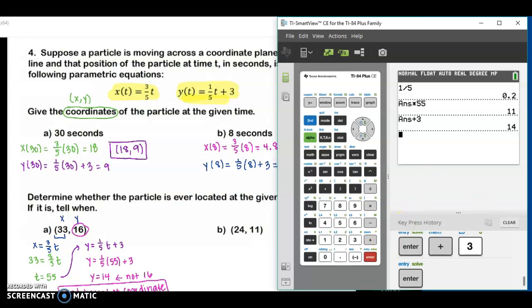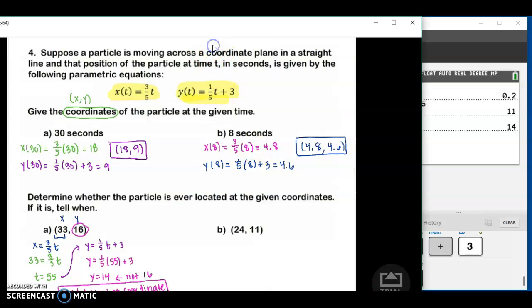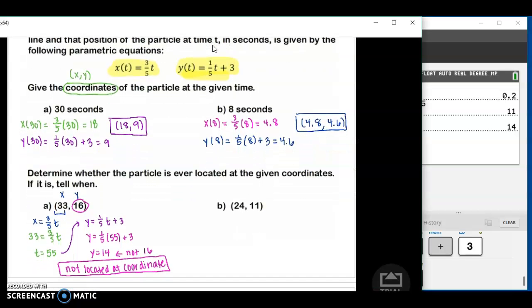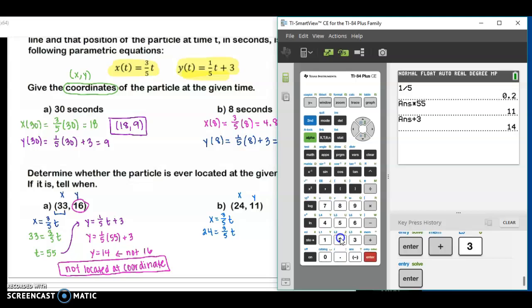Okay, so for part B, we have (24, 11). We're going to do the same type of thing here. So for (24, 11), the x value is 24, the y value is 11. We're going to use our x equation as 3/5 t. We know that x is 24. We're going to figure out what t is going to be. So we're going to do 24 divided by 3/5, and this will give us 40.